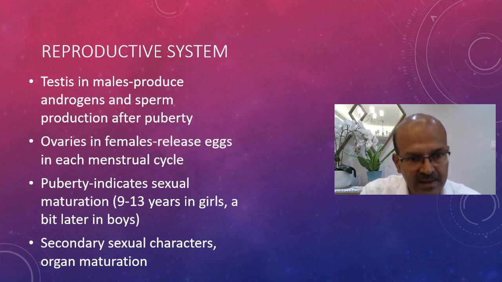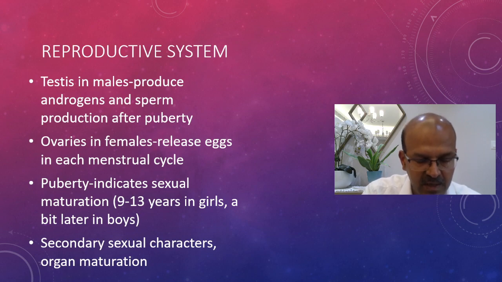Puberty indicates sexual maturation, and there is a pattern where the age is becoming less as we get puberty, and it can be anywhere from 9 to 13 years in girls. In many populations it's becoming close to 8 to 9 years as well, and in boys it's a little later than that, so you can say 10 to 13 years or 10 to 14 years. The secondary sexual characteristics announce the development of puberty, and we have the organ maturation and the start of the menstrual cycle, or menarche, in females.